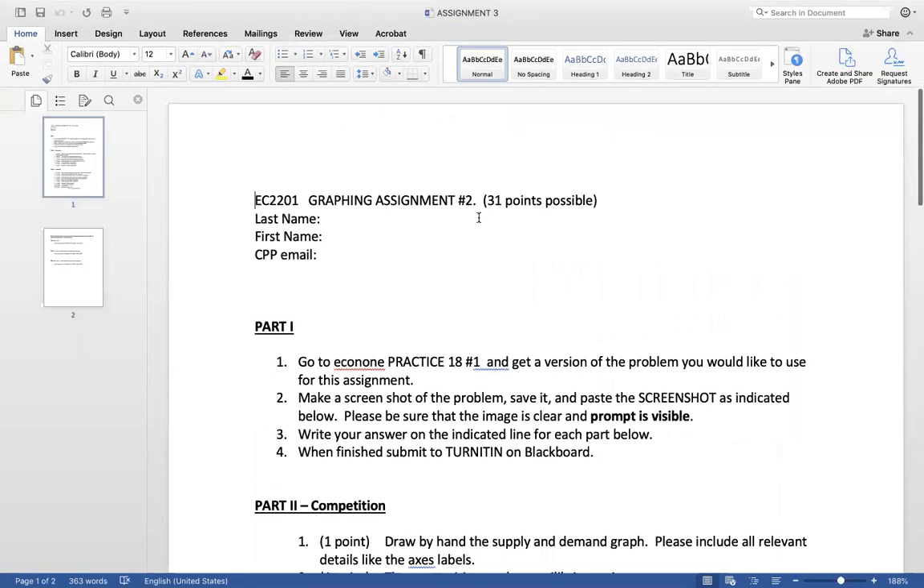Okay, so hand-drawn assignment 3. Let me see if I can pull it up here. Okay, now I'll do a new share. And actually, I guess there's a little error up here. I don't think I'm going to fix it, but it should say graphing assignment number 3, not number 2. It's labeled number 3, so that's a little error.